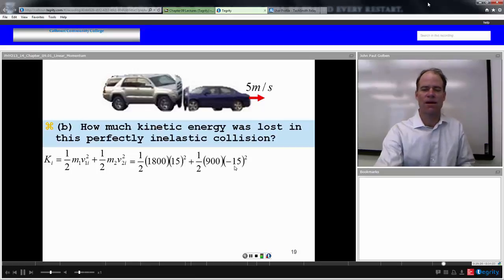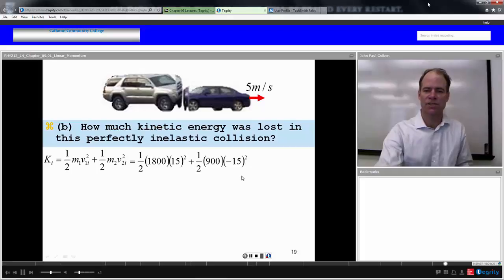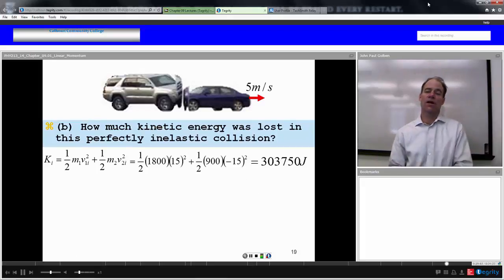Doesn't matter as far as kinetic energy is concerned. The negative is going to square out, so it's still going to be a positive quantity for the kinetic energy of the car. This gives us 303,750 joules of kinetic energy to begin with in this system.